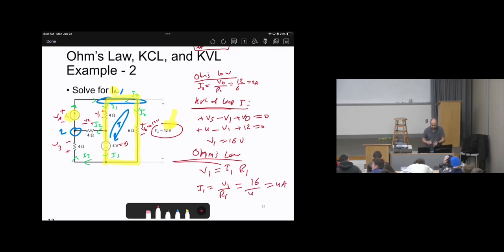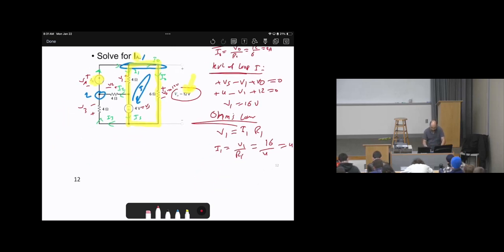Now, I know I1. I know IO, so we can apply KCL at node 1 to find the answer. Again, when you apply KCL, you need to write it's KCL at node 1. You need to identify which node. When you do KVL, you need to identify which loop. And you need to put the number on the circuit, like this is loop 1 or this is node 1, etc. So the sum of leaving currents equals 0.